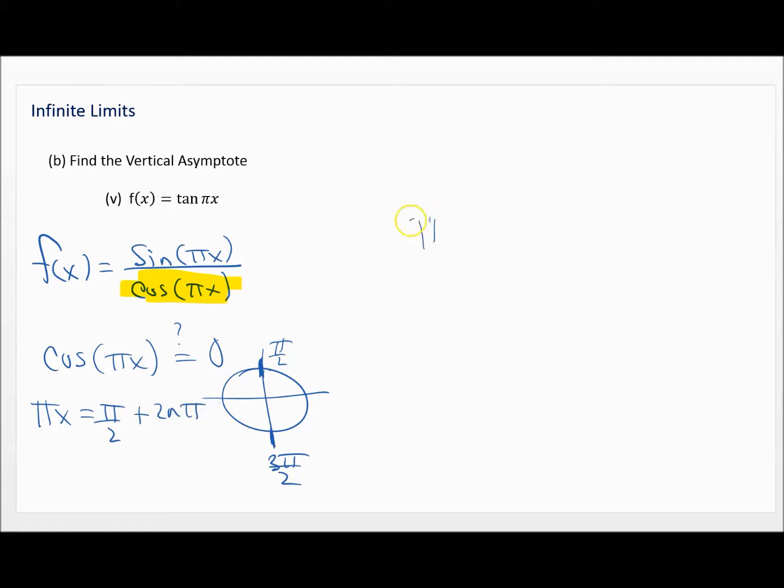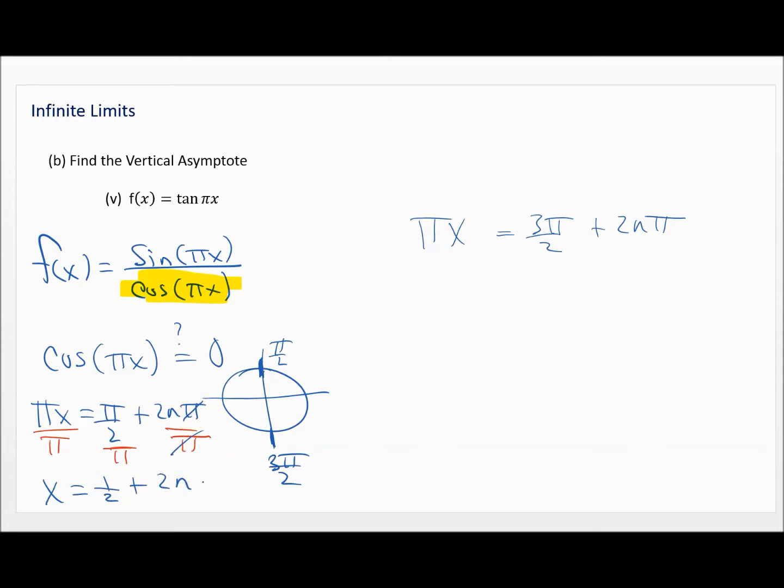I'm going to come over here. Pi x equals 3 pi over 2 plus 2n pi. Now I'm solving for x. Okay? So I'm dividing everything by pi. Divide by pi, divide by pi, divide by pi. I'm going to simplify that. That gives me x is equal. That's the goal, is to get x by itself. Now pi over 2 divided by pi, the pi's cancel, so that gives me 1/2 plus, and these cancel, 2n.